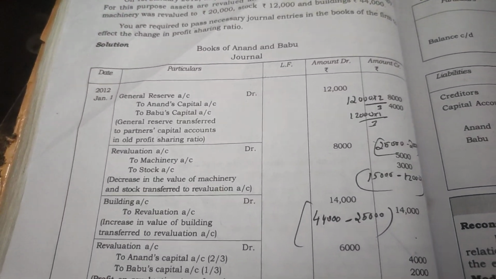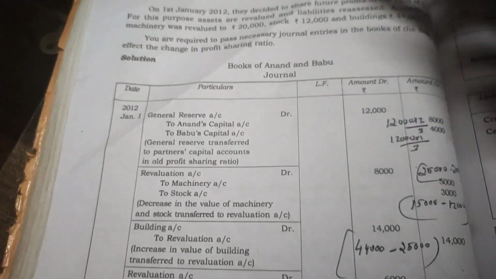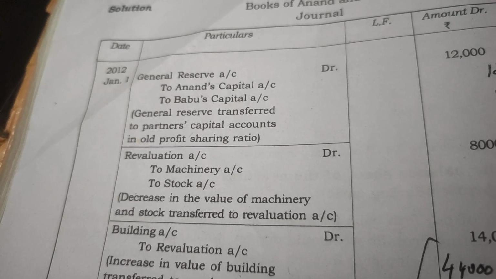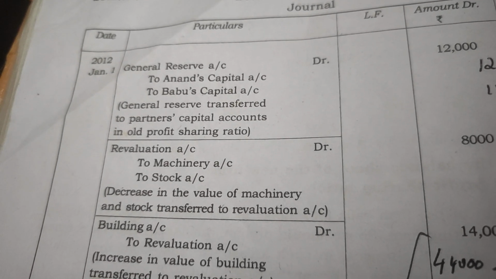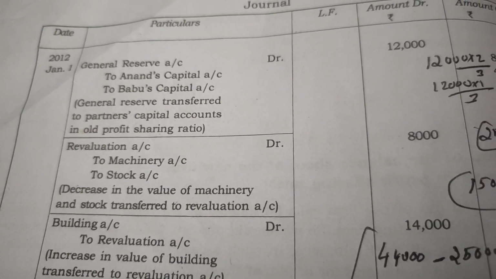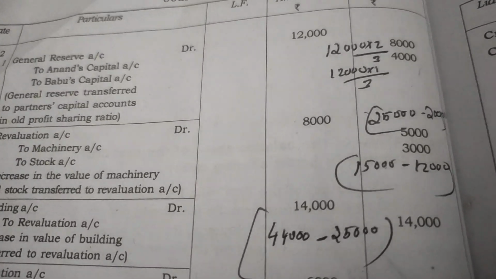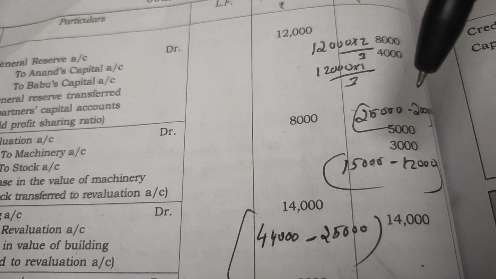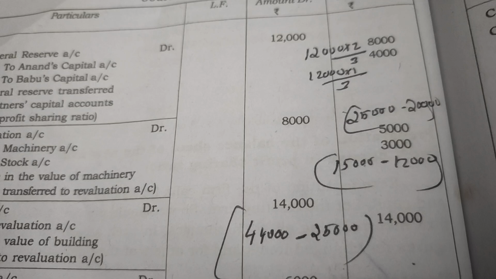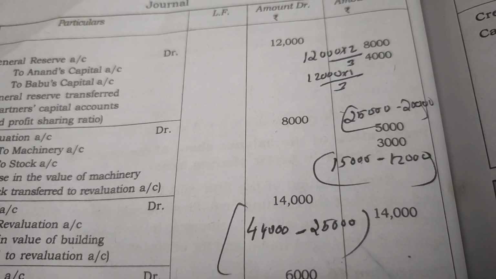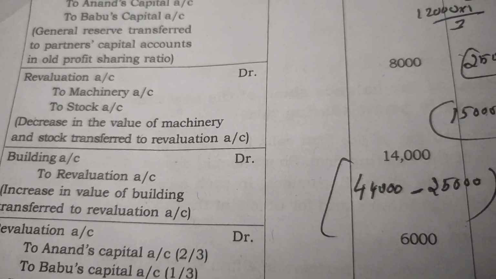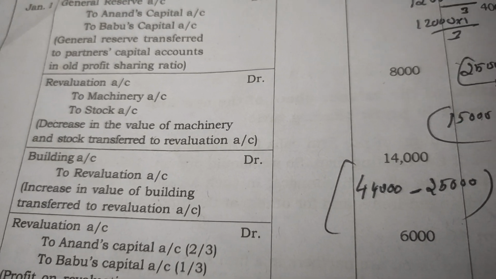So we have to first show the decreased value of assets. For passing the decreased value of assets into the revaluation account, the entry is revaluation account debited to the decreased assets, machinery and stock. So to machinery account, to stock account, the amount of decrease to be shown: machinery 25,000 was the original value minus revalued value 20,000, that will be 5,000. Stock original value 15,000 minus revalued value 12,000, it will be 3,000. Narration, decrease in the value of machinery and stock transferred to revaluation account.